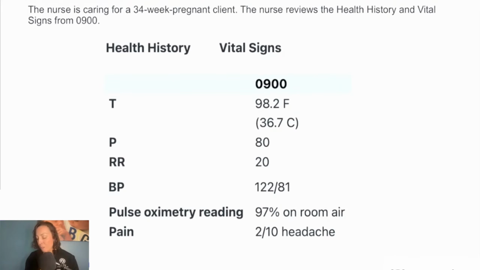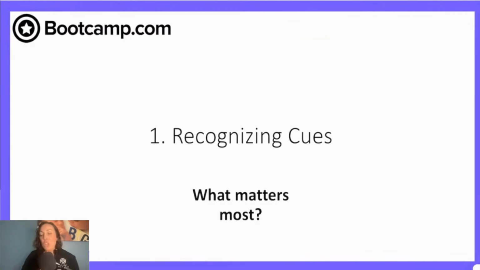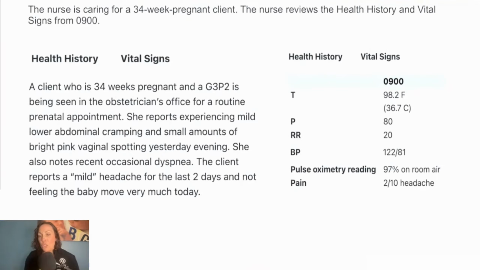As we look at our vital signs, we see our temperature here is 98.2. We have a pulse of 80, respirations are 20. We see blood pressure is 122/81. Our pulse ox 97%, and then we have pain, which is 2 out of 10 headache. Okay, so this first step in our clinical judgment is recognizing the cues. So what matters most? What do we see here that is concerning or what's not concerning and maybe normal?